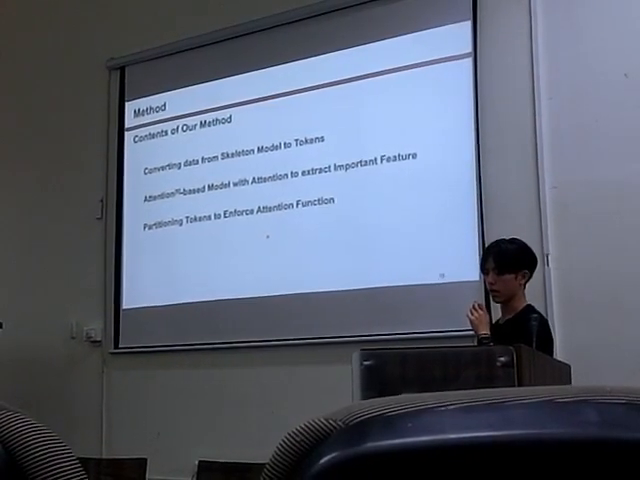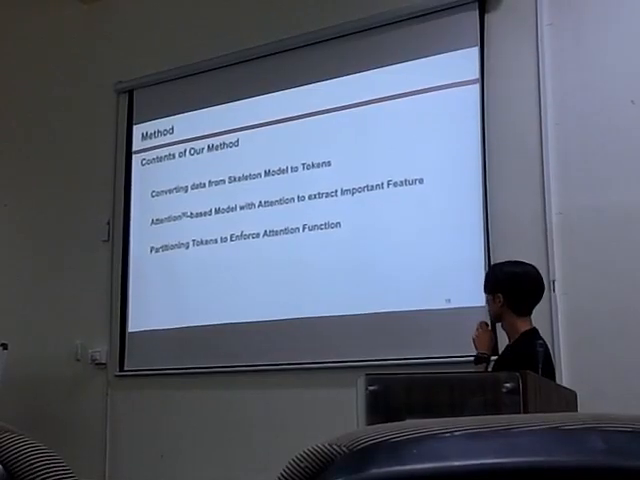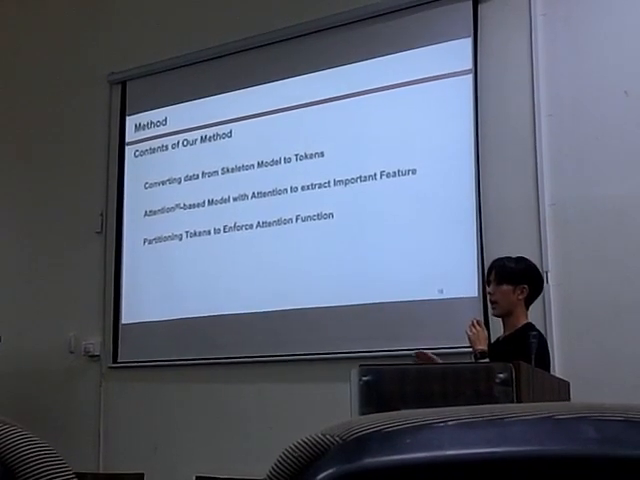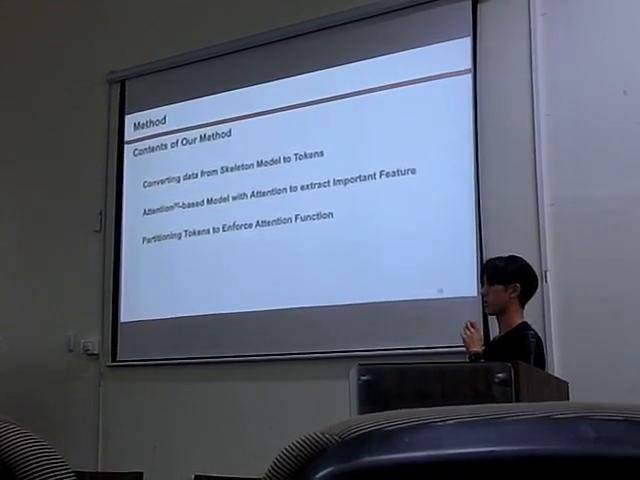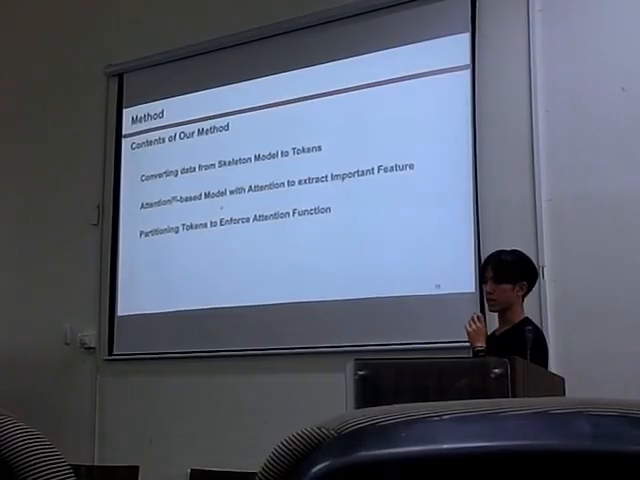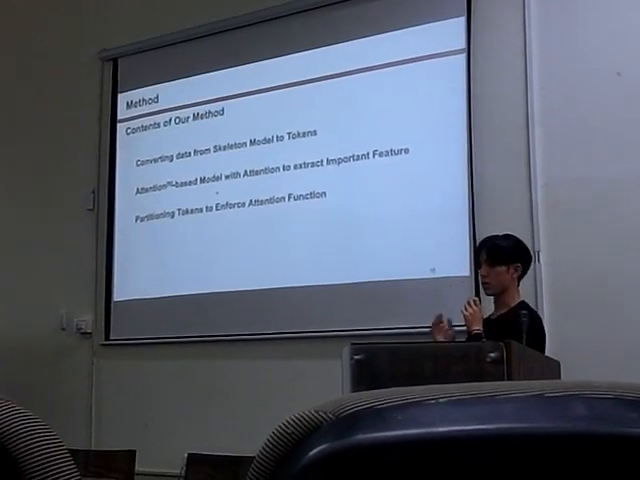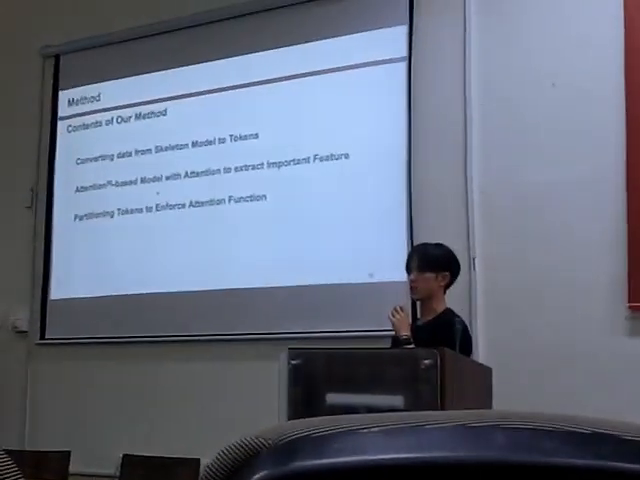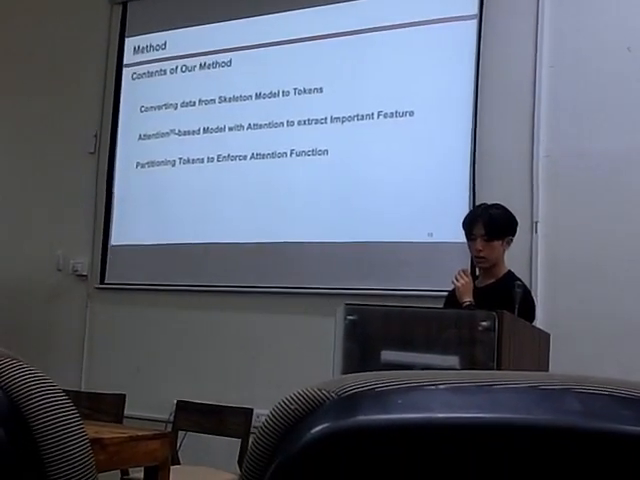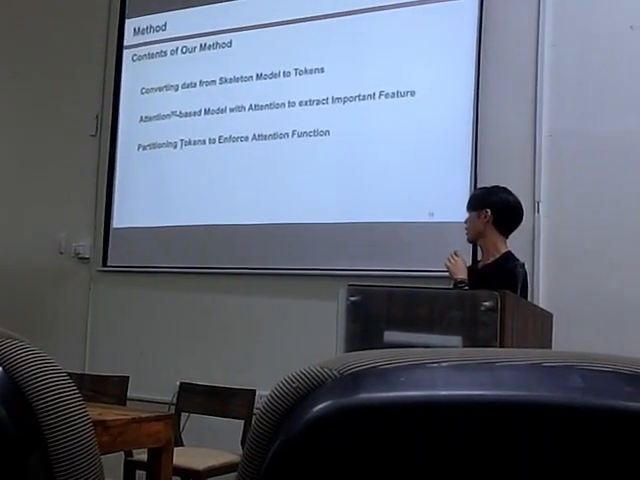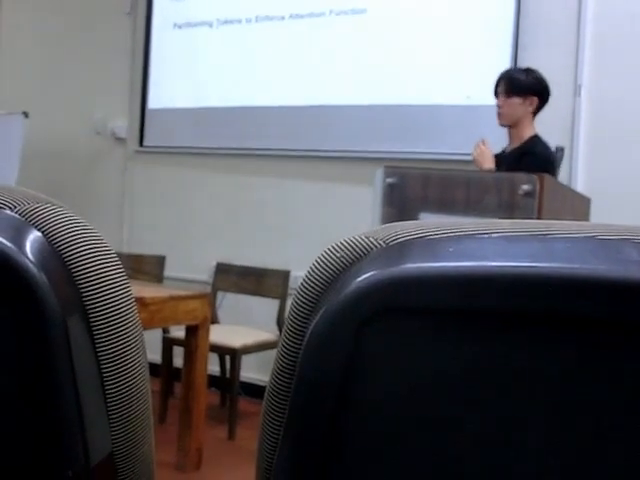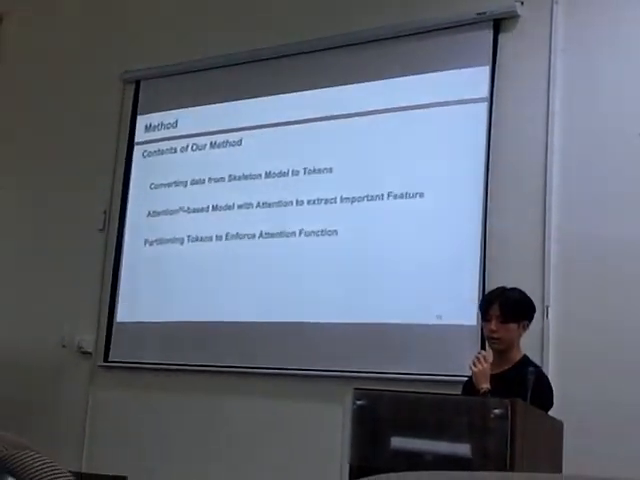My key points are these three topics. First, I convert joint information to tokens. A token is a representation used as input for my model. Next, an attention-based model. My model is an attention-based model. Attention is used to extract the key parts from the human skeleton model. Finally, I divide the token into some parts to enforce the value of attention. These 3 points are important points in my research.